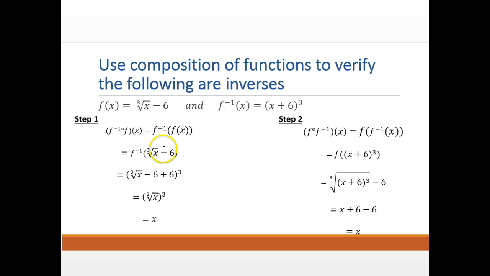I'm going to replace the f of x with the cube root of x minus 6. So f inverse of the cube root of x minus 6 simply becomes cube root of x minus 6 plus 6 cubed. The minus 6 plus 6 cancel. We get the cube root of x cubed, which is just x. I need to do the other way. F of f inverse, which is f of f inverse of x, which is f of x plus 6 cubed, which is the cube root of x plus 6 cubed, minus 6. Cube root of x plus 6 cubed is just x plus 6, minus 6, which is just x. So these two are definitely inverse functions.